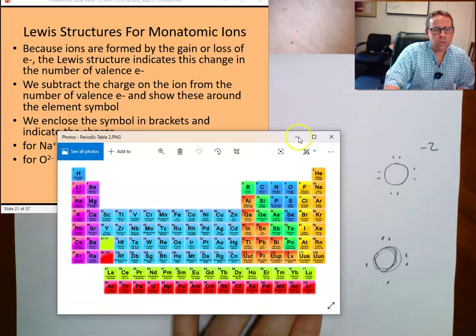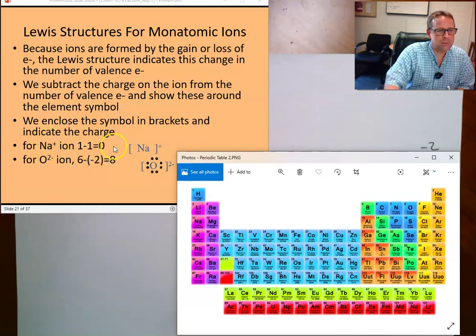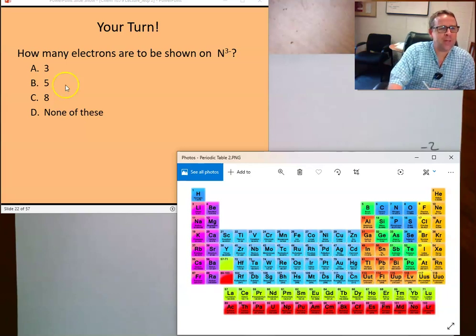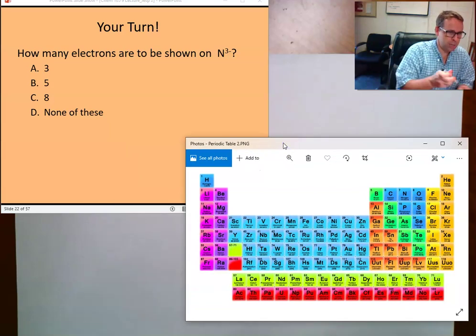All right, so you can do this Lewis dot structure thing for ions. Here's an example here, sodium ion. Sodium ion, no valence electrons, right? Because it loses its electron when it forms a positive ion. So, how many electrons are to be shown on the N3- ion, Chloe? How many electrons should be in the Lewis dot structure for N3-?